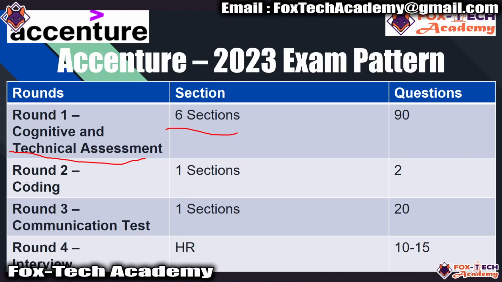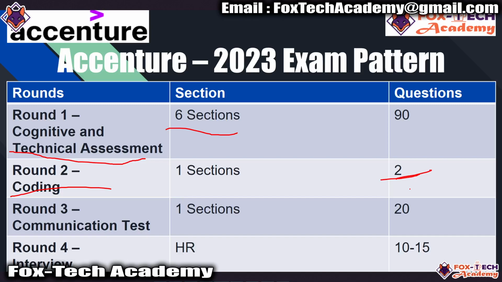Now let's talk about round 2. Remember, you will get round 2 only once you clear the first round. For round 2, you have only one section, that is the coding section. In the coding section, you will get two coding questions and you have to solve both.